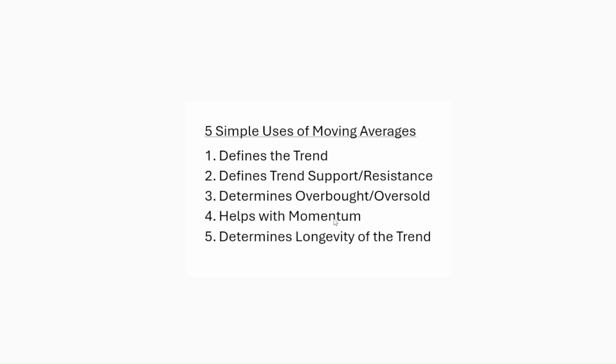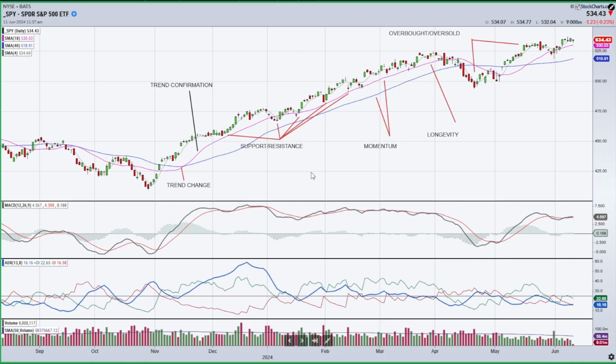Now, you need 2 moving averages for this. Again, I used an 18 simple and a 40 simple. You can use a 20 and a 40 if you want. If you use them together, this can really help to determine the momentum. And then we also want to see the longevity of the trend. How long has the trend been in place? All right, so let's look at this example.